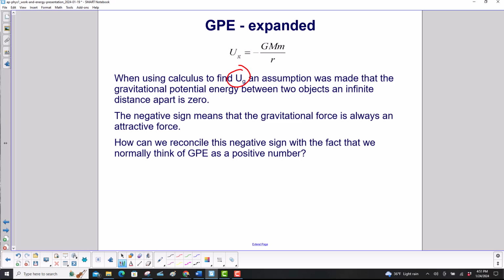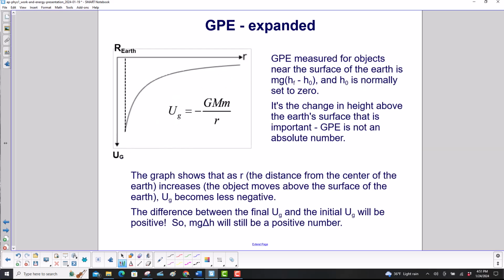Now, how can we reconcile this negative sign with the fact that we normally think of GPE as a positive number? Here's our function. What does that look like on a graph? Well, here's the radius of Earth, right over here. And out here would be infinity. This is how far the object is from the center of the Earth, for example. And this is our potential energy, and it's negative.